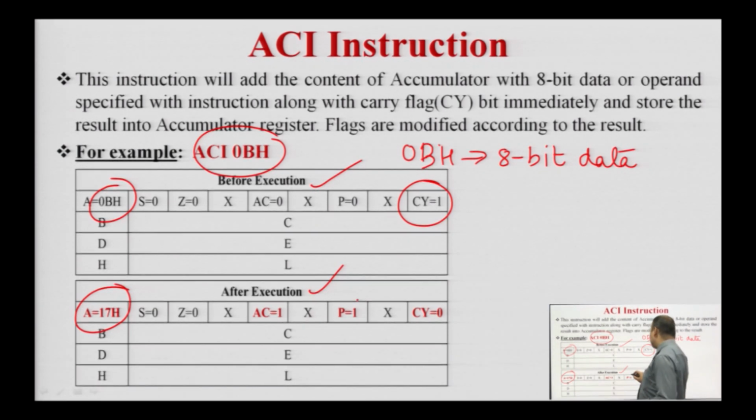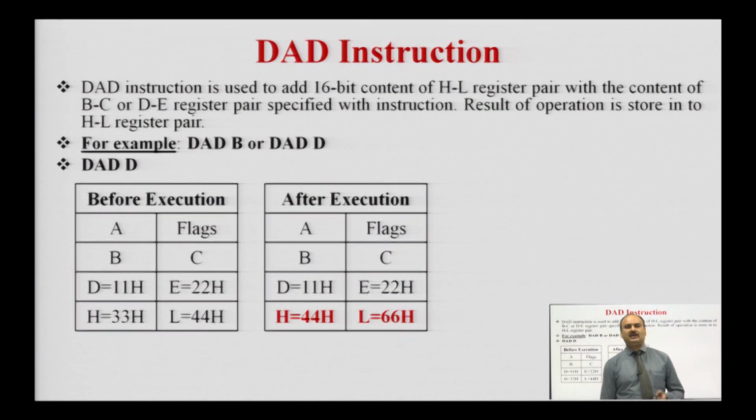The parity flag is set, the auxiliary carry flag is set, and the carry flag is reset to reflect the result of the operation. So, after the execution of the ACI 0BH instruction, the result is the content of the accumulator A equals 17H, the auxiliary carry flag is set, the parity flag is set, and the carry flag is reset. So, this is the case after the execution of the ACI 0BH instruction.